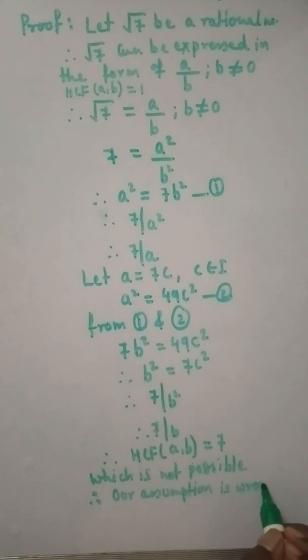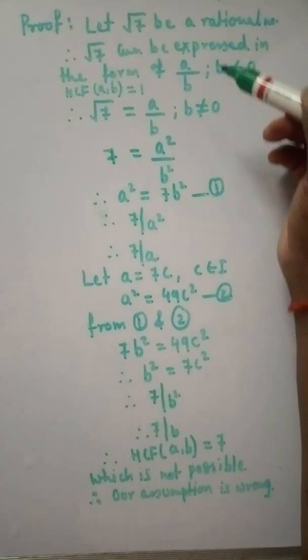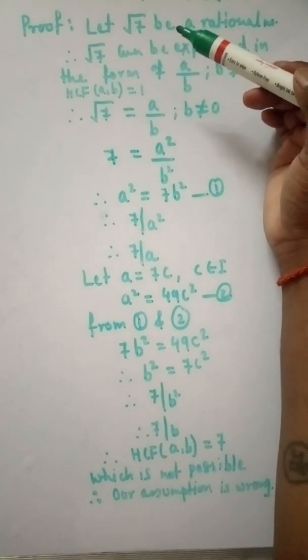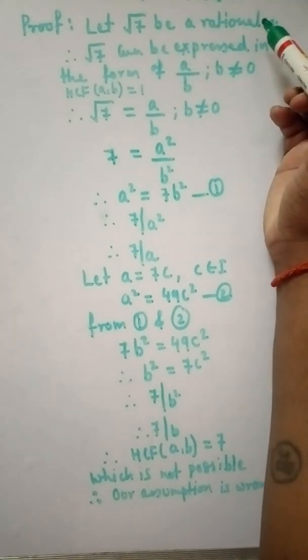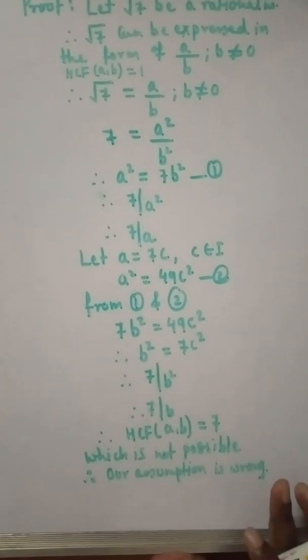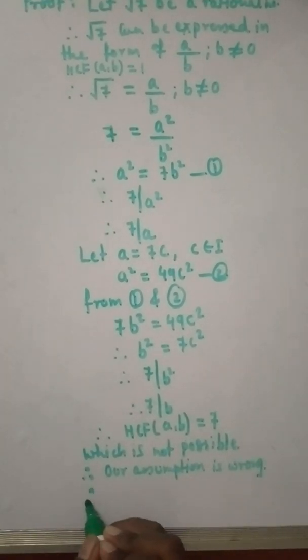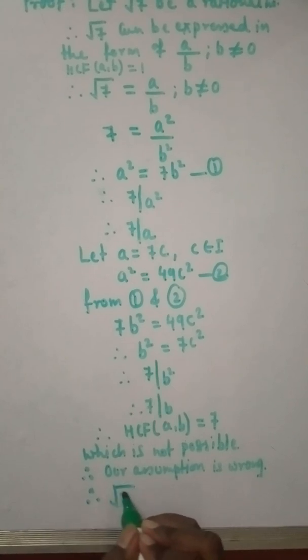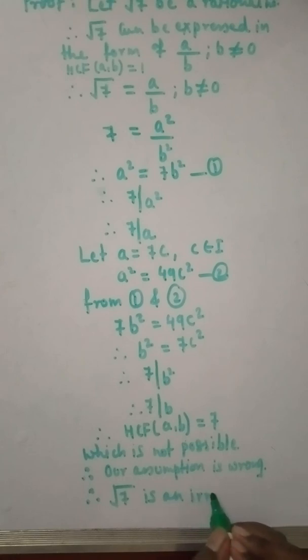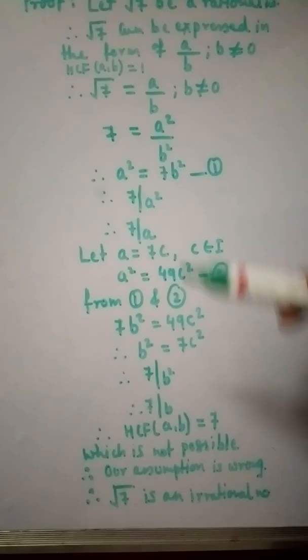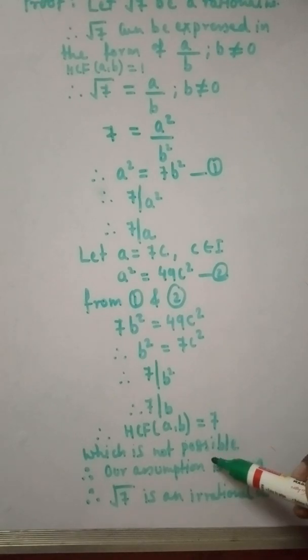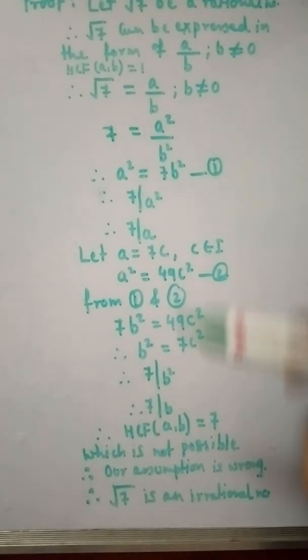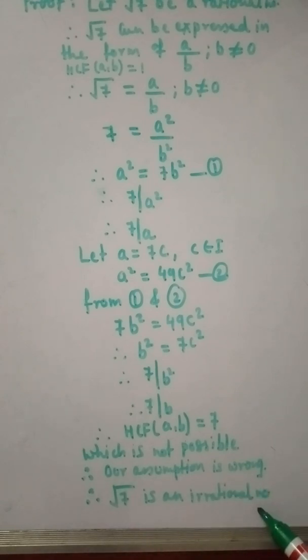And what was our assumption, friends? Our assumption was that root 7 is a rational number. As our assumption is wrong, we can say root 7 is an irrational number. I repeat, here you are assuming HCF 1, here you are getting HCF 7. Therefore this contradicts our assumption. Therefore our assumption is wrong. Therefore root 7 is an irrational number.